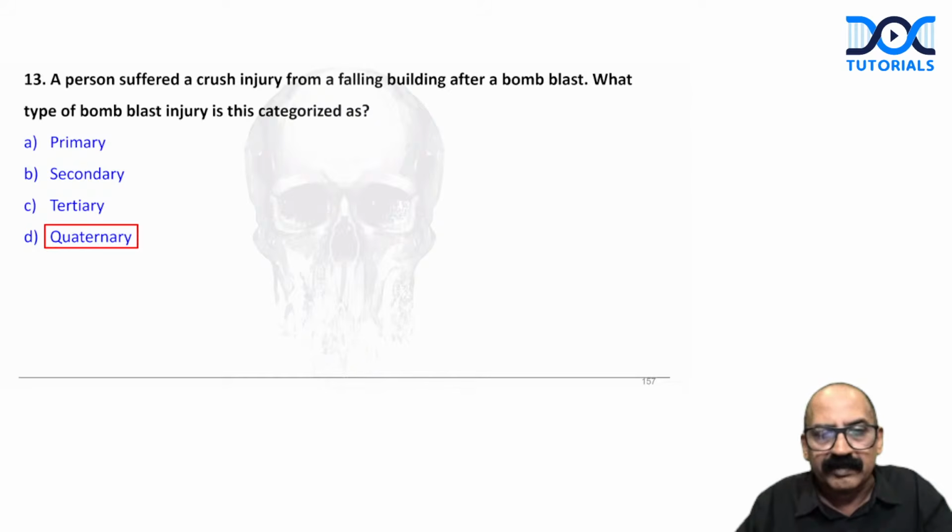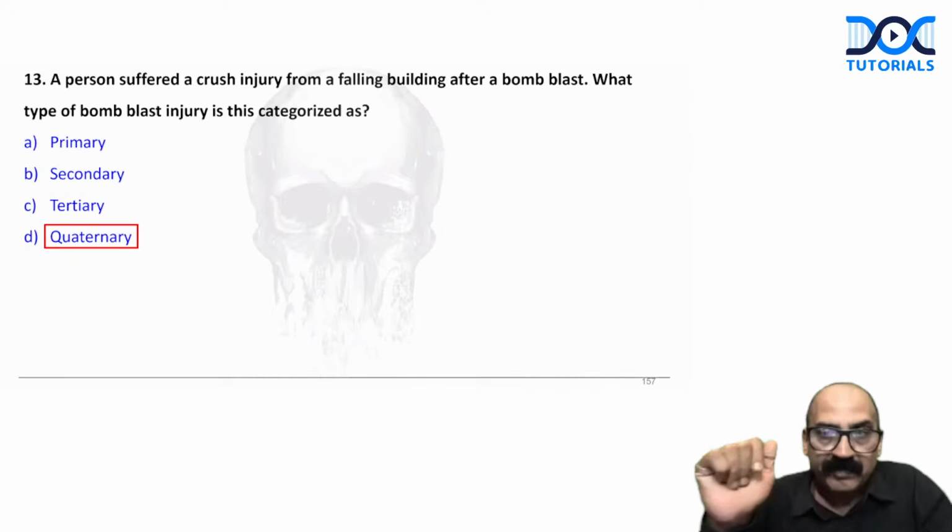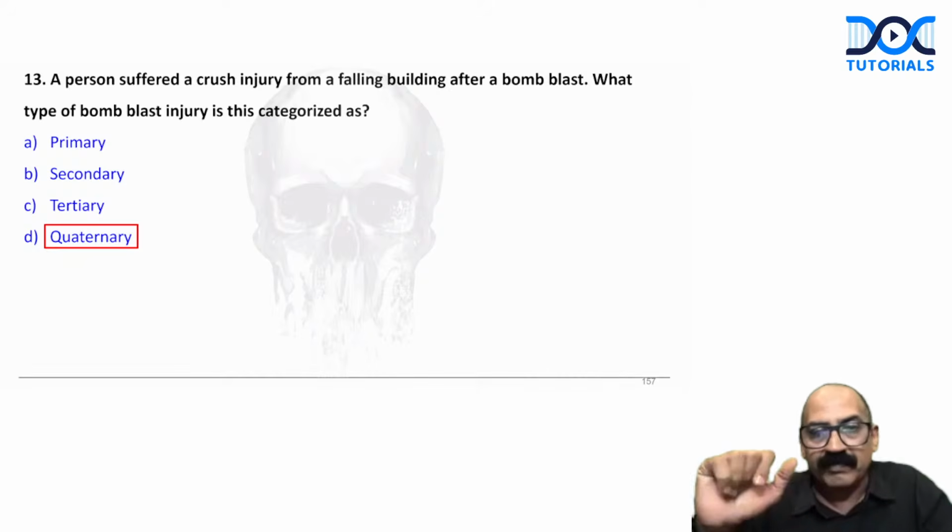Quaternary blast injury. Okay. If a husband has forcible sex with his wife and she wants termination of pregnancy after 20 weeks, then that's what I'm telling you. See, if the husband has forcible sex with the wife and she wants termination of pregnancy, she can terminate up to 24 weeks. Up to 24 weeks.